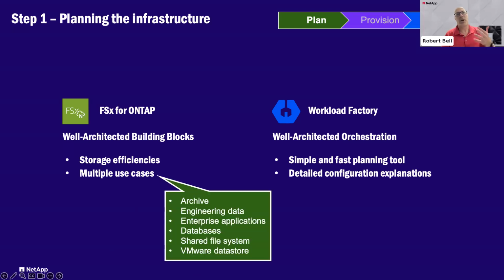So you can choose archive, you can choose engineering data where you would have lots of multiple environments where you're cloning information. You could do databases, which is usually more high performance, and VMware data store. So really for different types of use cases, you can choose in these calculators and in the deployment tools to get the required results. Again, it saves time, it saves the need to have experts who are familiar with all of the different configurations, and obviously it saves costs.